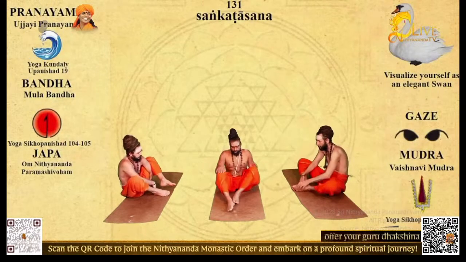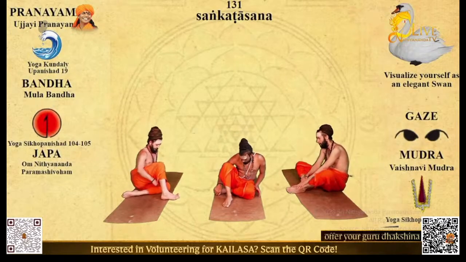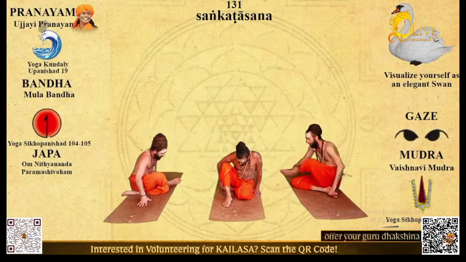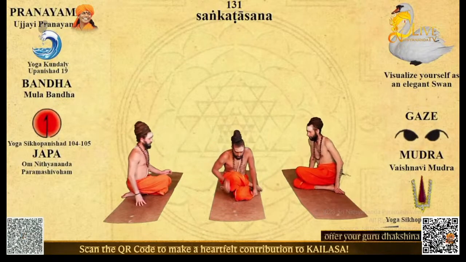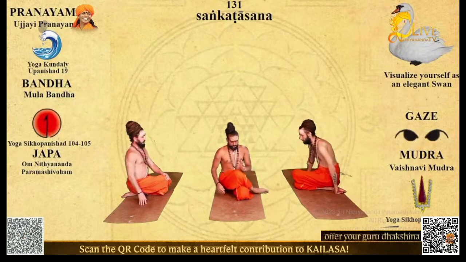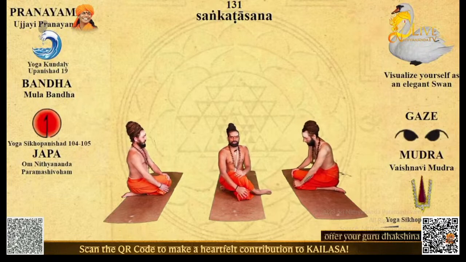Now as you lower your legs down, the next asana is Sankatasana. Now bring the left heel and sit on the left heel, the perineum on the heel. Bring the right leg on the top. Hands on the opposite knees as you visualize a swan in your inner space.